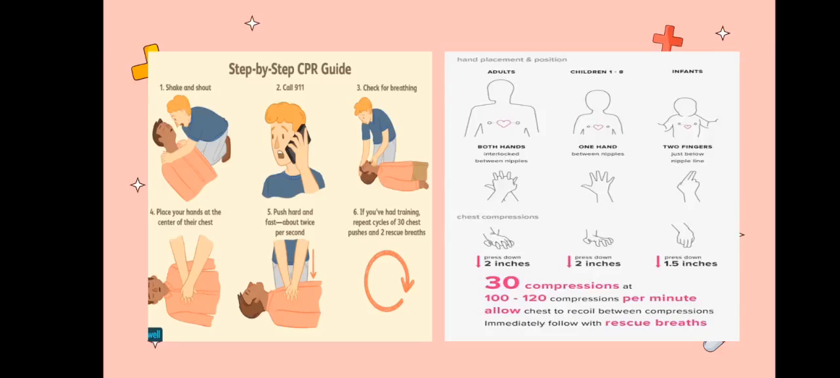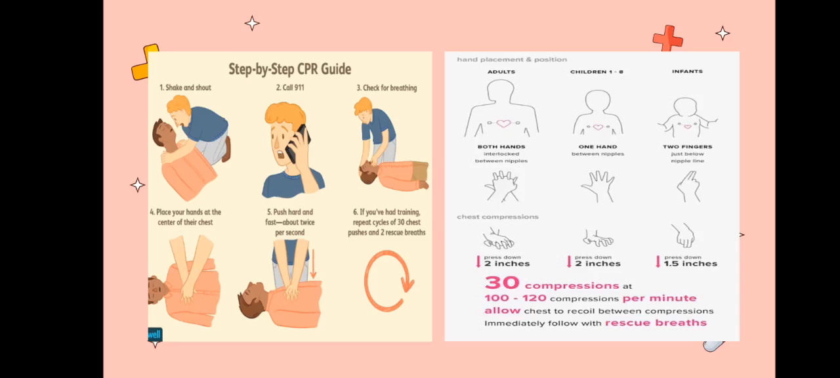Sixth, give 2 breaths. So first is to open the airway to a neutral position using the head tilt or chin lift technique, and to ensure each breath lasts about 1 second and makes the chest rise. Allow air to exit before giving the next breath.